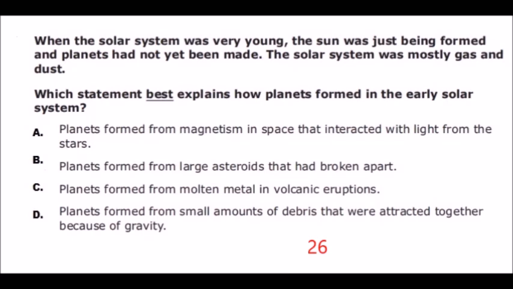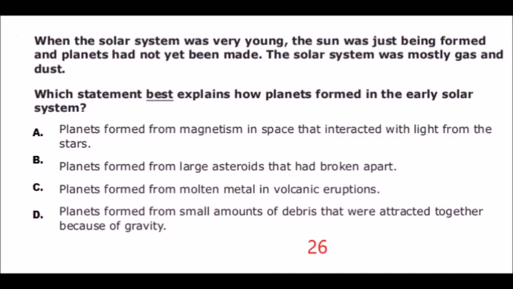Number 26. When the solar system was very young, the sun was just being formed, and planets had not yet been made. The solar system was mostly gas and dust. Which statement best explains how planets formed in the early solar system?